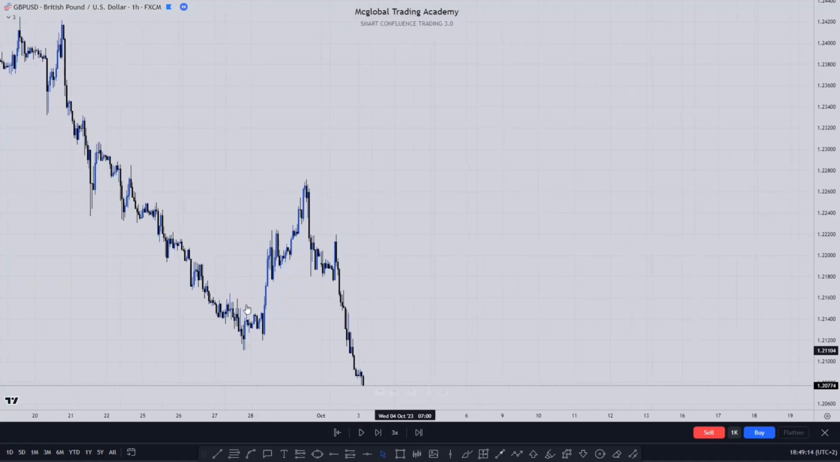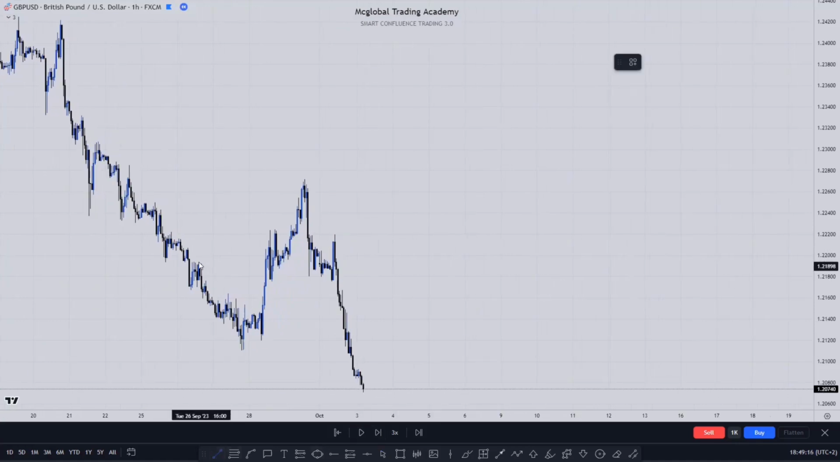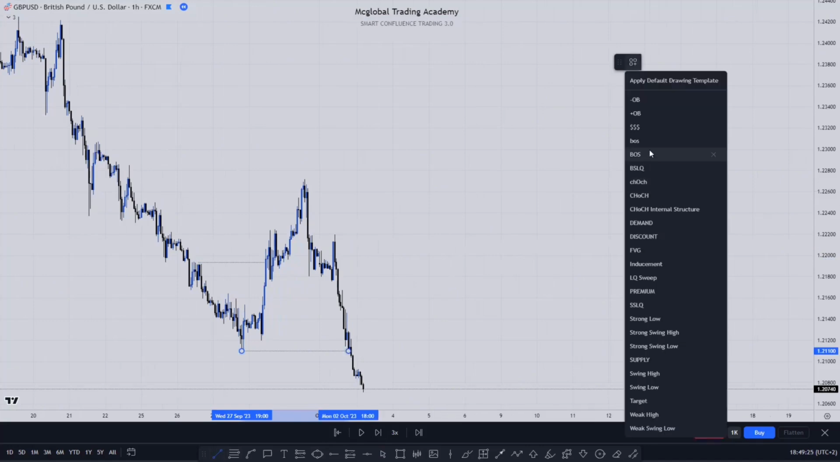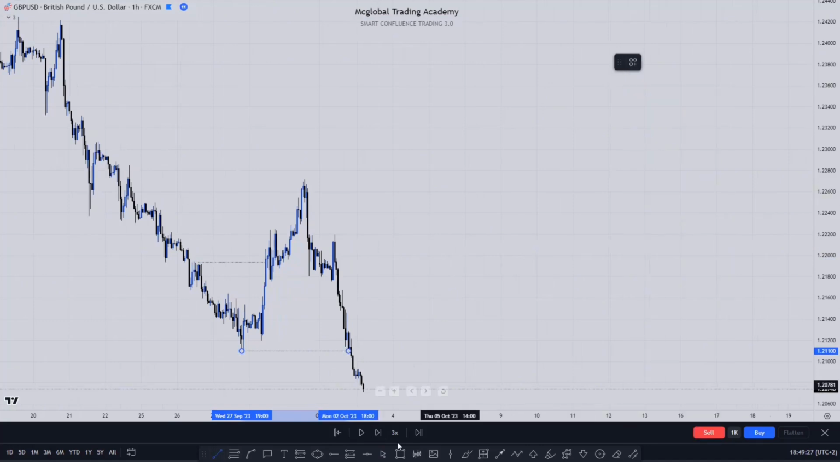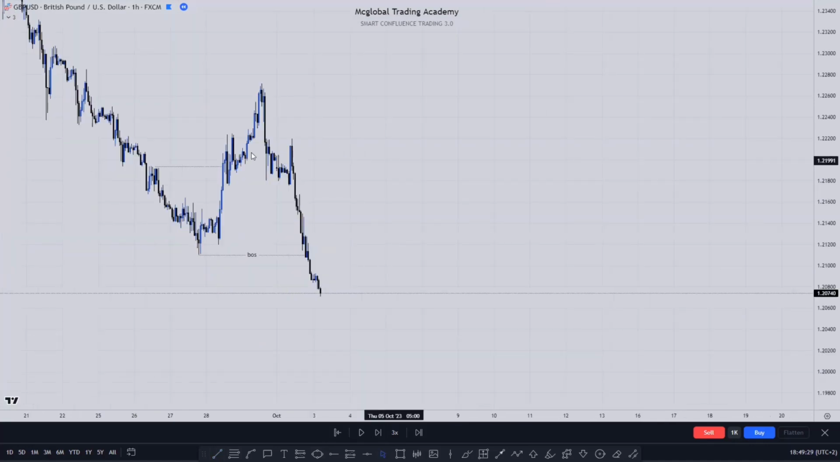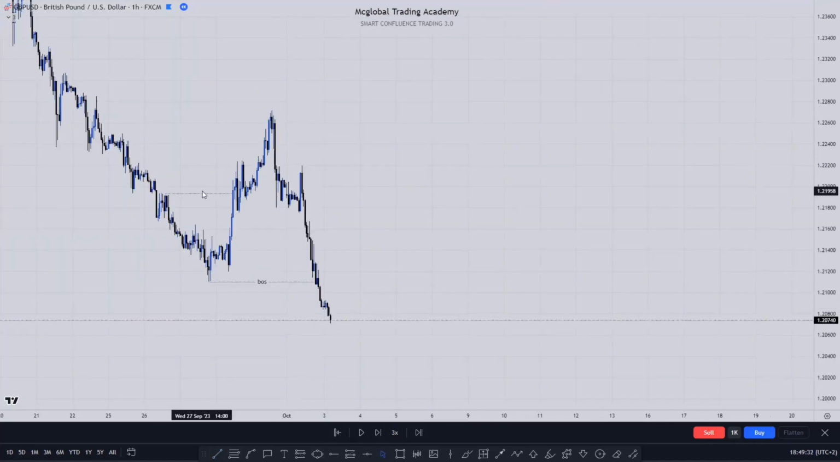So just right here, let's look at what happened. Right here, we induced. That was an inducement, making this a lower low. Then that is our lower high there. Then this one is a breakout structure, as you can see. So this entire time, the market was still pushing to the downside. So this is my lower high. That's my lower low, like this.